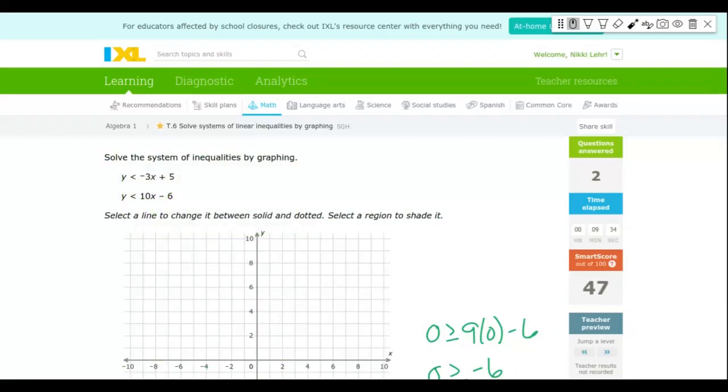So this is the IXL that you are to be trying today. Feel free, if you need to, ask us questions. We're here to help. Good luck.